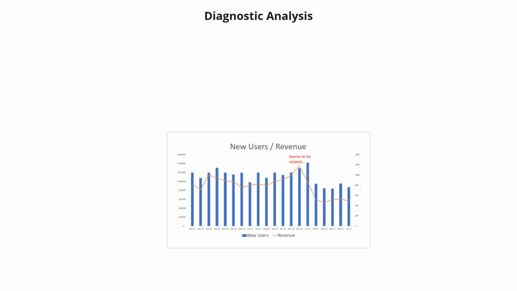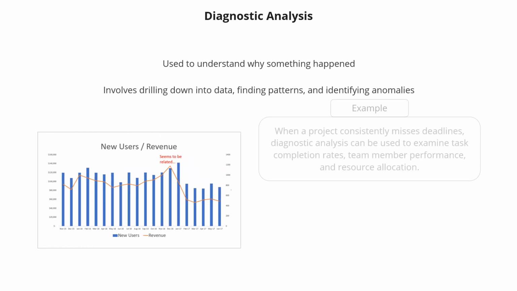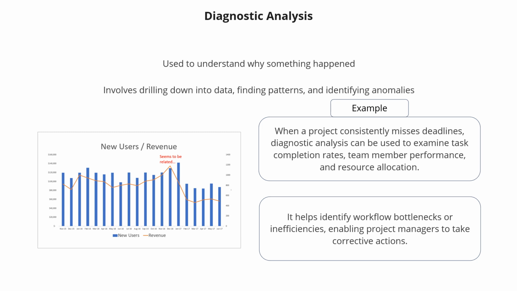Diagnostic analysis is used to understand why something happened. It involves drilling down into data, finding patterns, and identifying anomalies. For example, when a project consistently misses deadlines, diagnostic analysis can be used to examine task completion rates, team member performance, and resource allocation. This analysis can help identify workflow bottlenecks or inefficiencies, enabling project managers to take corrective actions such as reallocating resources, adjusting timelines, or supporting team members.